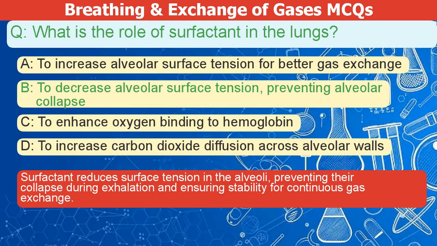The correct answer is B. Surfactant reduces surface tension in the alveoli, preventing their collapse during exhalation and ensuring stability for continuous gas exchange.